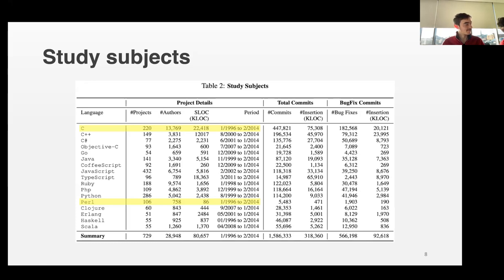They collected a bunch of projects for each language, and the third largest project in Perl has 16 lines of code. If it were me, I would probably not read too much into the Perl part of the sample. I would probably not have included it if it's so small.